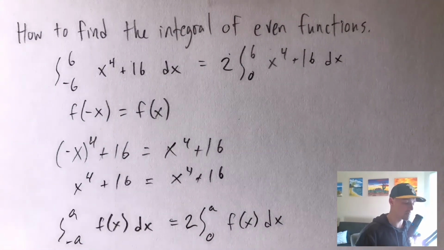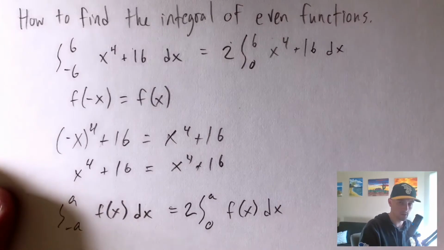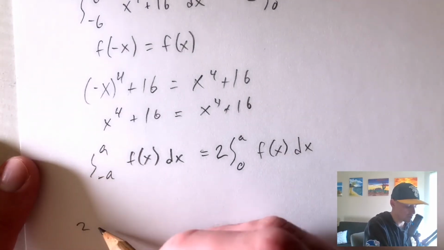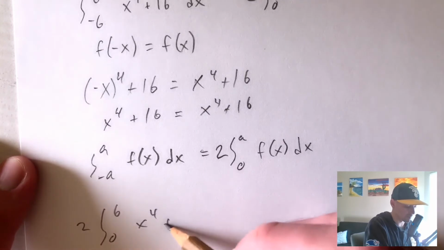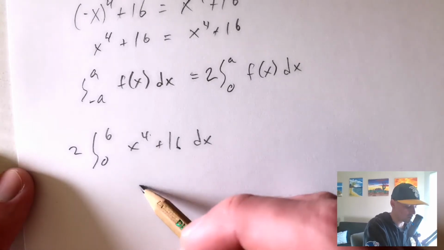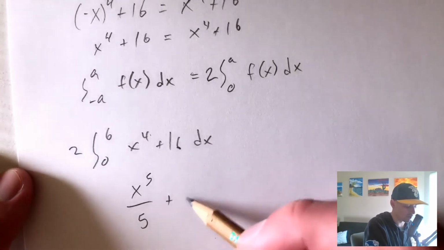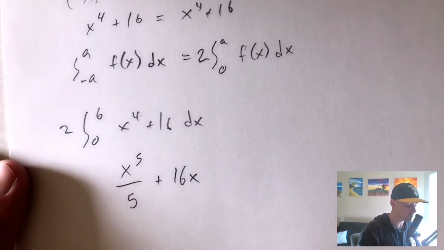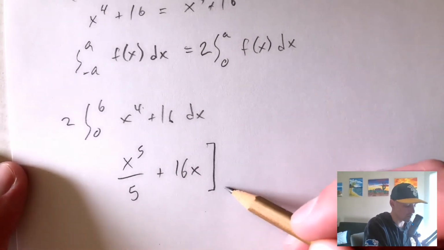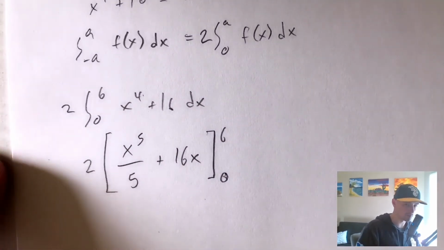That's not really going to make the actual integrating easier, but it will make evaluating that integral a little bit easier for us. So to integrate this, all we have to do is use the power rule. Let's go ahead and take that down here: 2 times the integral from 0 to 6 of x to the fourth plus 16 dx. So we can do this using the power rule. We'll raise our power by 1, which makes it x to the fifth, and then we'll divide by that new power. And then the integral of 16 is going to be 16x. Then we're going to evaluate this from 0 to 6. And then remember, based on our formula, we then have to double that result.